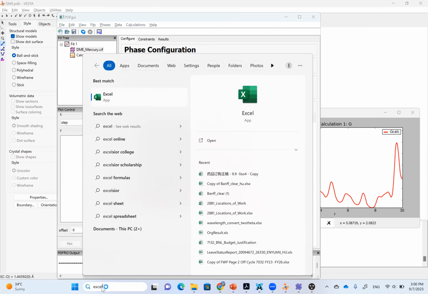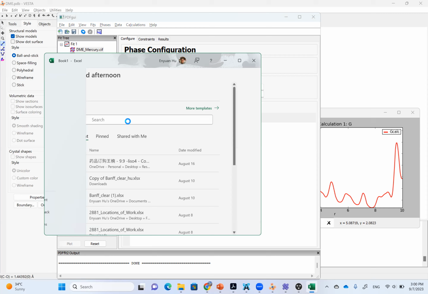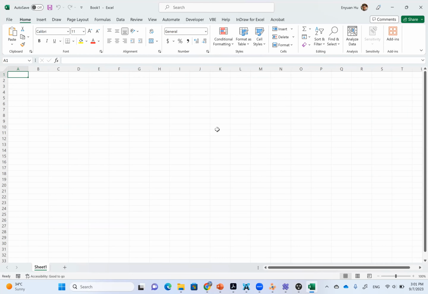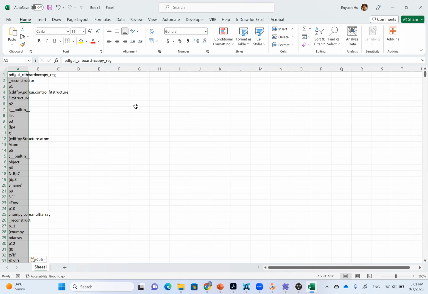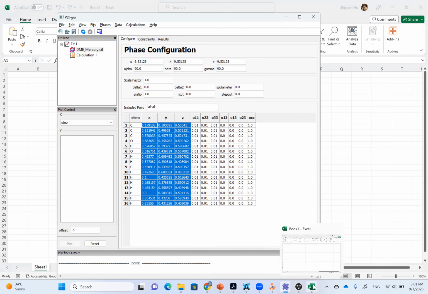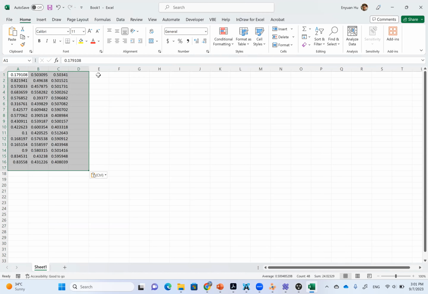Yes, exactly. Excel is one of my favorites. So this is also what I mean by the spirit of combining all the free softwares and doing something that can only be done by paying a big amount of money, right? Copy and paste. Okay, now I have everything here.